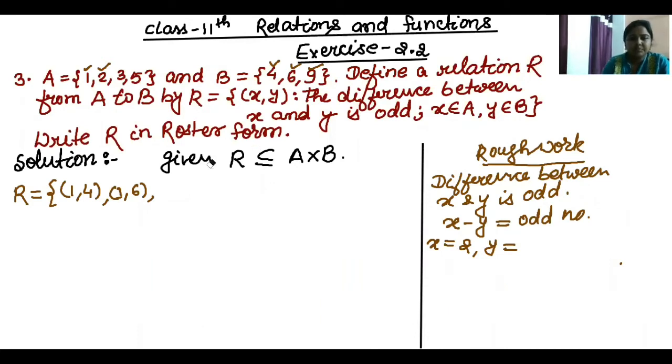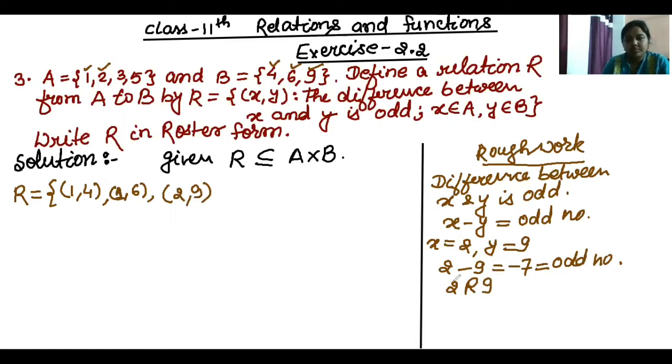Now, next x equals 2 and y equals 9. Then 2 minus 9, we are getting -7. Yes, this is an odd number. So we'll write here 2 is related to 9. So (2, 9) will be your element. Now we'll find out the next.